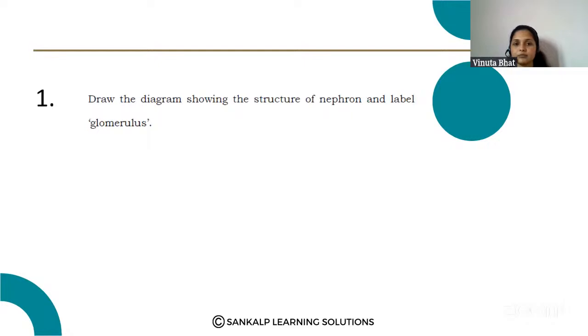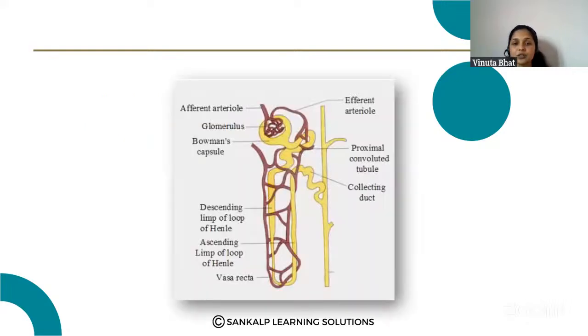Next question. Draw the diagram showing the structure of the nephron and label the glomerulus. Very important diagram. Note down the question. So this is the structure of the nephron. Very important diagram. So dear students, try to practice it daily, or twice or thrice in a week, because it is one of the very important questions. It can be asked in your board exam.